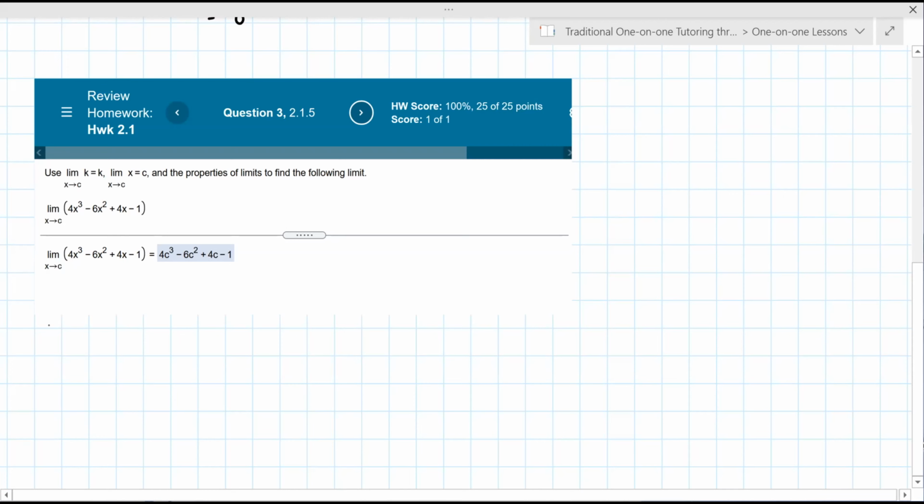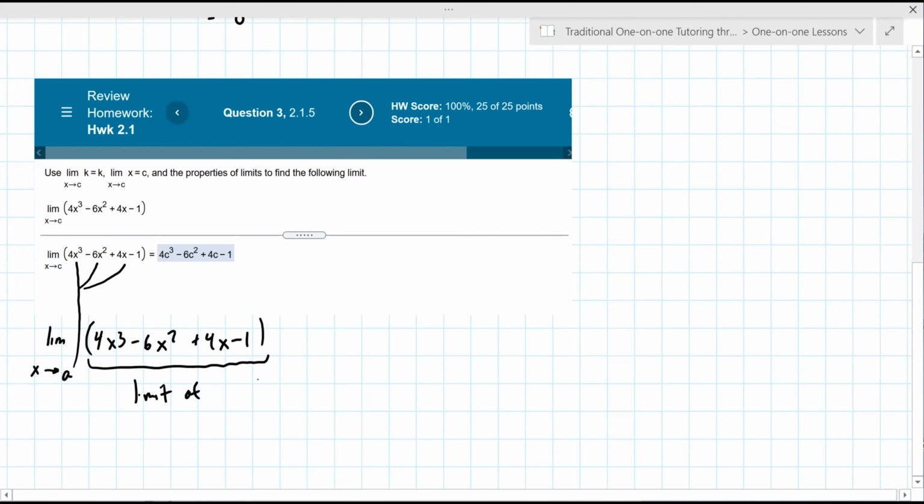So like the limit, let me just do it differently. Let's just say the limit as x approaches a, this is like putting a into the function for x at each of those positions. So this thing right here that I'm writing, this is the thing you're taking the limit of. You're taking the limit of this at x equals a. And the mechanics of it is you're just putting a in for x. So 4a cubed minus 6a squared plus 4a minus 1.